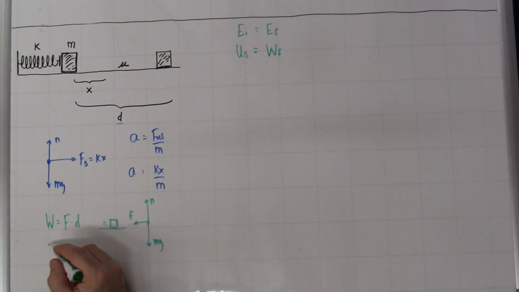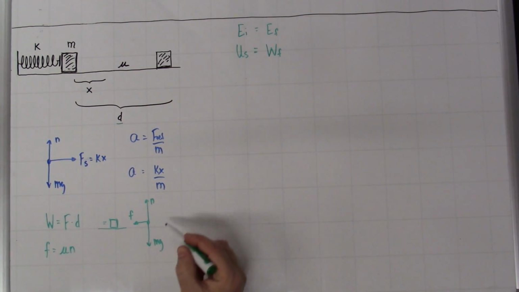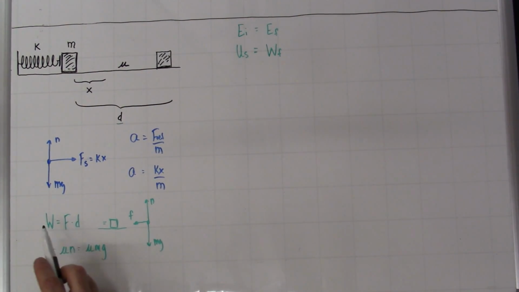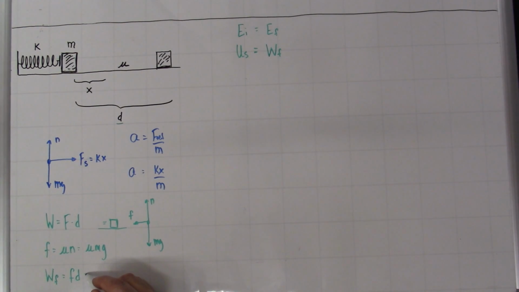So what do we know about that? Well, we know that to get the frictional force, it's equal to mu times the normal force. But what do you notice about the normal force and the weight? Those are equal, so this is mu mg. And so if work is equal to force times distance, the work done by friction should be equal to the frictional force times the slide distance. And if I substitute that in here, it's mu mg d.